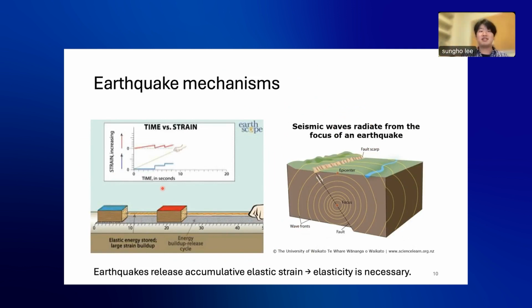Anyway, I'm interested in studying earthquake mechanisms. Originally, this video shows how an earthquake happens. Earthquakes release accumulated elastic strain. So elasticity is necessary, but the mantle convection code is incompressible and doesn't consider elasticity.